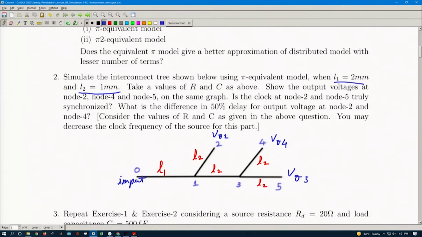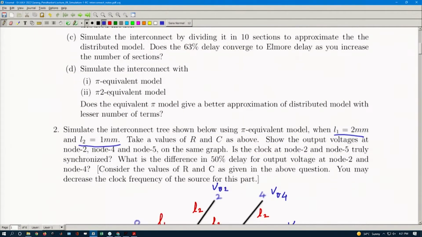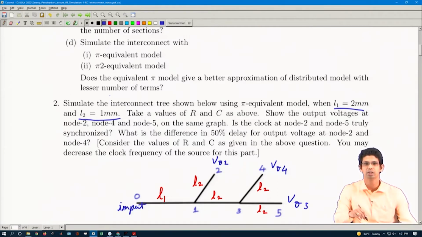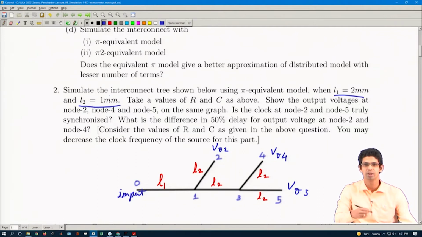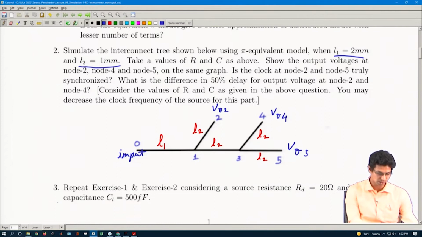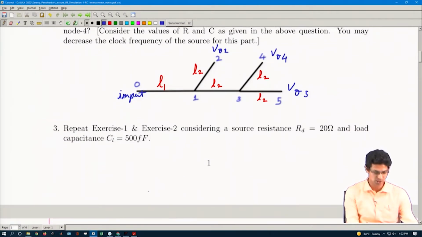So, if you are already familiar with any circuit simulator, even before going through this video, you may pause this video with these values which are given here, and then you can start simulating and comparing it with the theory that we have seen. Towards the end, I will give you one more exercise which I will not be explicitly solving. In this you have to repeat exercises 1 and 2 when there is some source resistance and load capacitance.